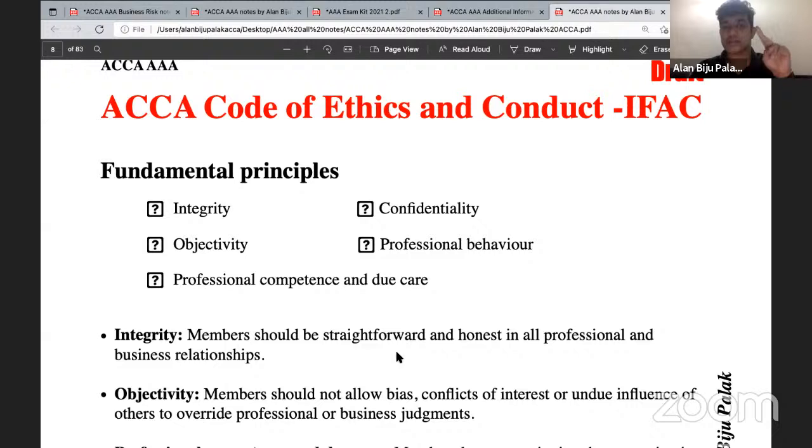So confidentiality means two things. First of all, you should not communicate any information to a third party once you have obtained information from the client. And the second thing is that you should not use it for any other purpose than the purpose for which the information was obtained from the client.